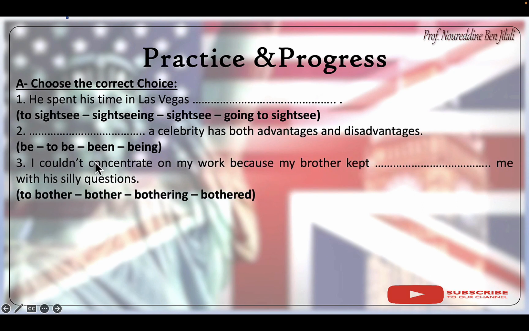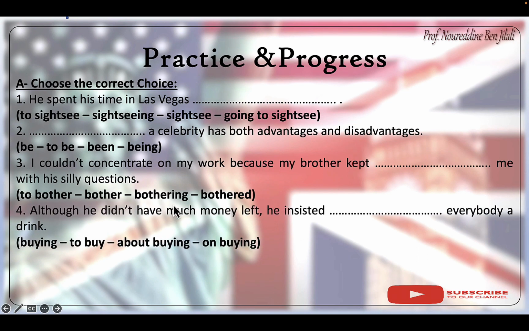Number 3. I couldn't concentrate on my work because my brother kept me with his silly questions. The choices are to bother, bother, bothering, bothered. The verb that controls the sentence here is kept, which is verb to keep, and verb to keep is followed by gerund, so the correct choice here is bothering.